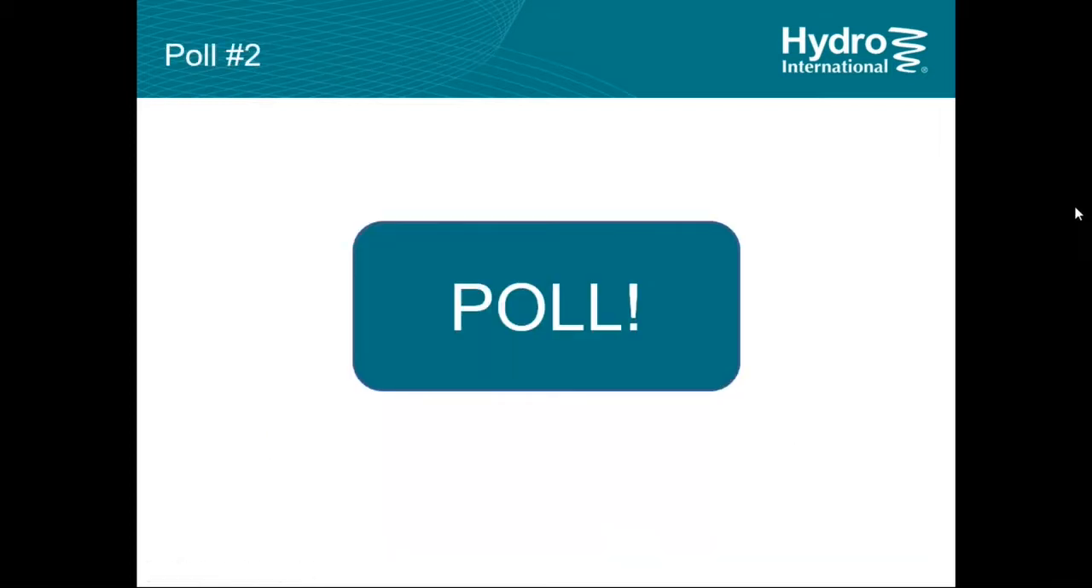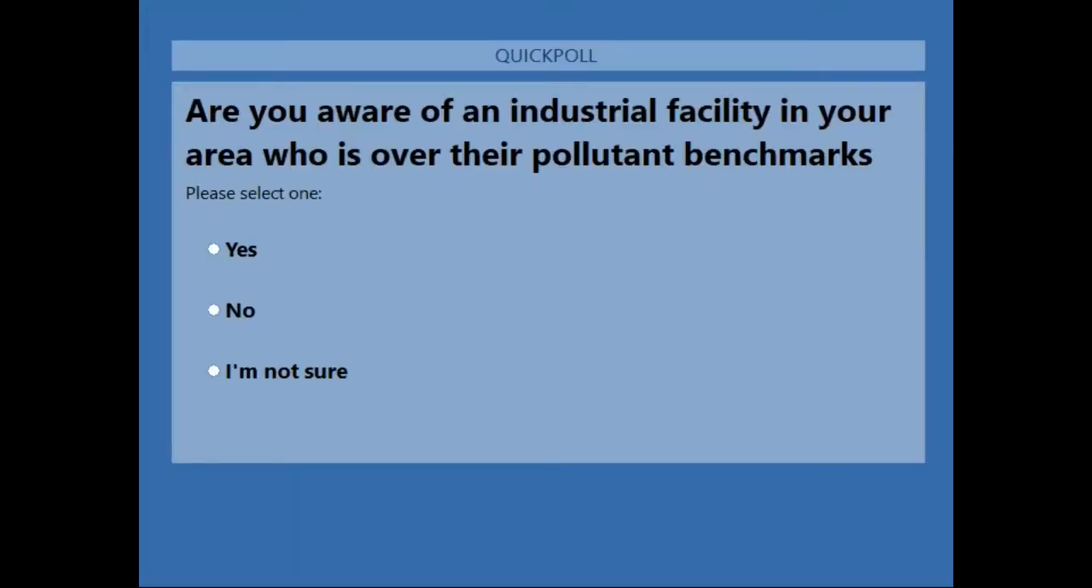So I'm going to do a poll here. I'm going to be a little bit faster on this poll, so I don't mean to cut you off, but I am going to launch it right now. Essentially just wondering if you're aware of other facilities in your neck of the woods that might be adding pollutants. So go ahead, the poll is open, vote. I'm going to give you about 10 seconds to do this vote, and then I'm going to close it and end the presentation here shortly.